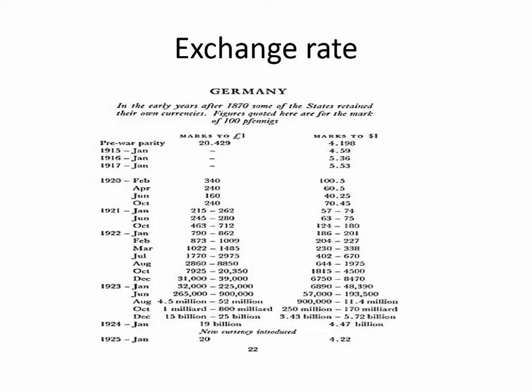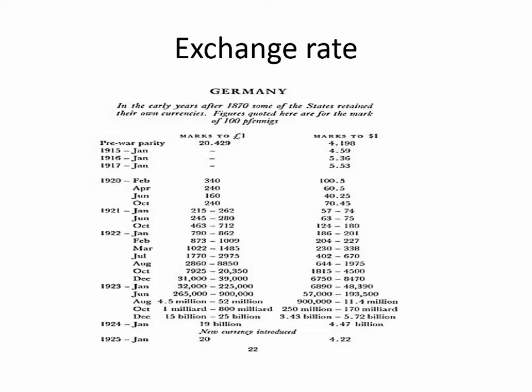Probably the best known example of hyperinflation in the past 100 years was the case of post-World War I Germany, and to a lesser extent Austria. And here's a chart of the exchange rate between the German mark to the British pound in the first column, or actually the first column is the years. The middle column, German marks to the British pound versus, and also German marks to the US dollar.